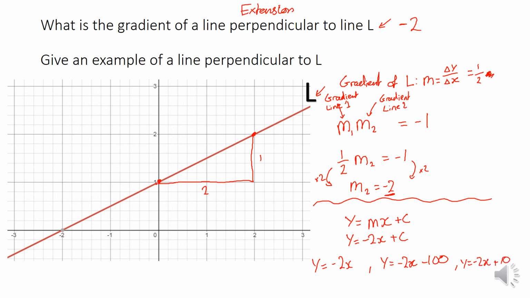So basically any line that has a gradient of minus 2 will be perpendicular to L, because the gradients will multiply to make minus 1. So this is a really useful rule, but it's not one you need at the moment. It's just one that it's good to know because it'll make your life easier next year.